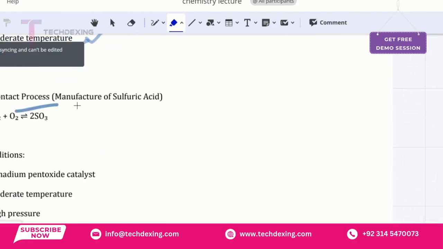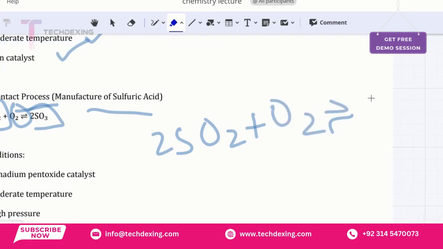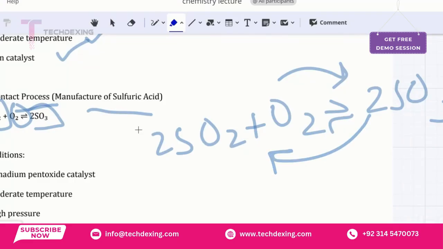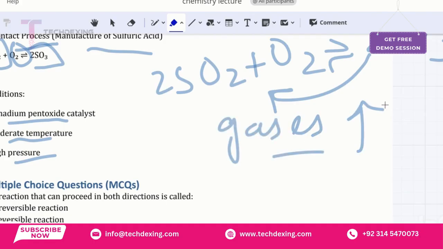Then there is the contact process, which is the manufacture of sulfuric acid. So again you have sulfur dioxide plus oxygen, forming two molecules of sulfur trioxide, and then again forming the product sulfuric acid. Again it is converting back into the reactant, and again it will convert into the products as well. But the condition is that the catalyst should be vanadium pentoxide, moderate temperature should be required, and high pressure, because they are mostly gases, so the reaction will happen accurately.